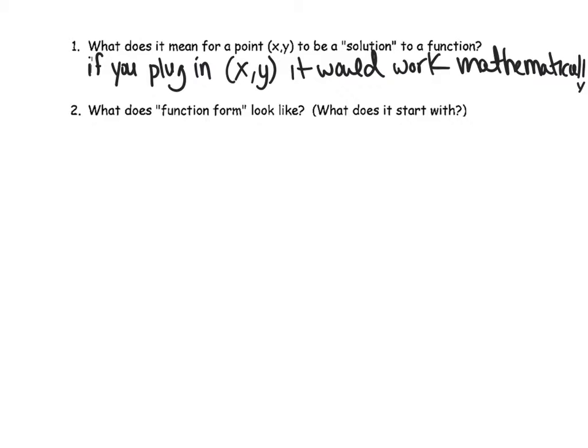And number 2, what does function form look like? It looks like this. Y equals mx plus b. It could be minus b, mx minus b. The m is the slope, remember, rise over run. And the b is the y-intercept, the initial value.